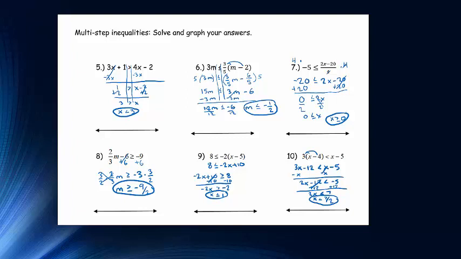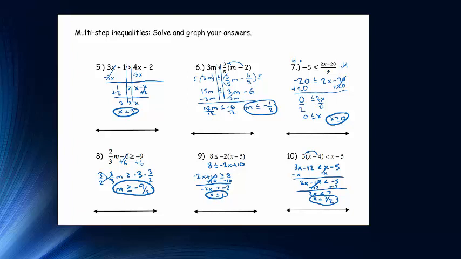Number 6, I did not add and subtract fractions. After I distributed, I used the LCM trick and eliminated all my fractions, and that made things a lot easier for me. I also didn't flip my sign because I divided by a positive number on both sides.